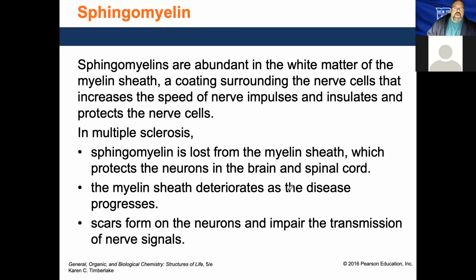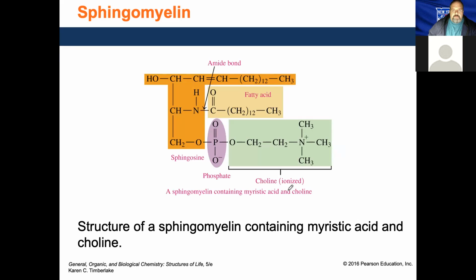Reason why they're important: sphingomyelins are abundant in the white matter of the myelin sheath, the coating surrounding the nerve cells that increases the speed of nerve impulses and insulates and protects the nerve cells. In multiple sclerosis, sphingomyelin is lost from the myelin sheath, which protects the neurons in the brain and the spinal cord. The myelin sheath deteriorates as the disease progresses, and scars form on the neurons and impair the transmission of nerve signals. So, multiple sclerosis, very serious. So it involves actually losing sphingomyelin from the myelin sheath. So that's sort of the importance of that.